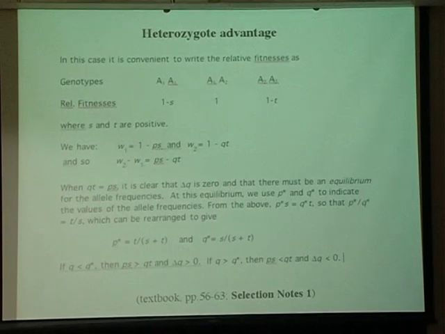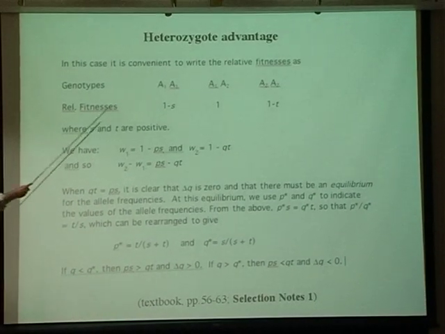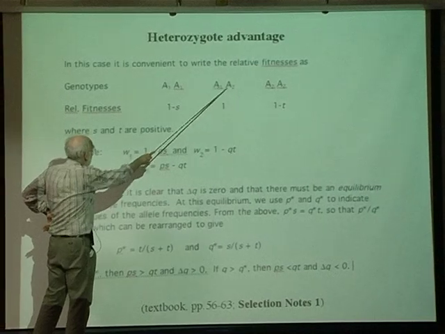Heterozygote advantage. Let's get back from the sidetrack here. Now, in this case, A1A2 is the best genotype.